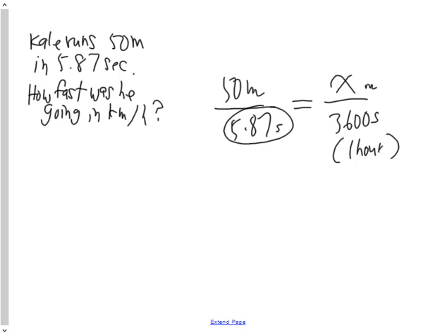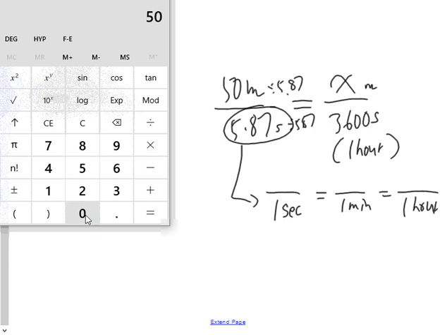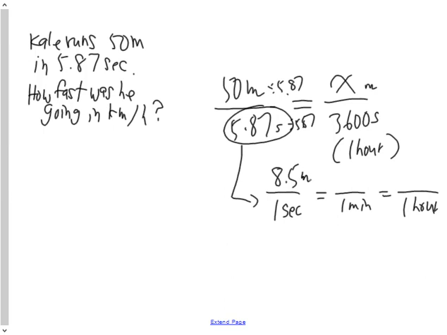So you could use a unit rate. You could break this down into how many meters he was going in 1 second, and then you could figure out in 1 minute, and then you could figure out in 1 hour. That will work. So let's just see if we can do that. We're going to divide both by 5.87 in the unit rate method. So take my 50 meters divided by 5.87, and that tells me he was going approximately 8.5 meters every second.